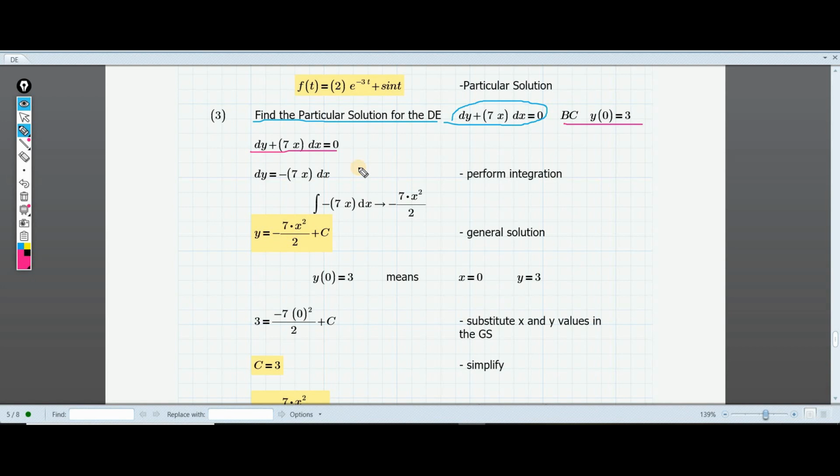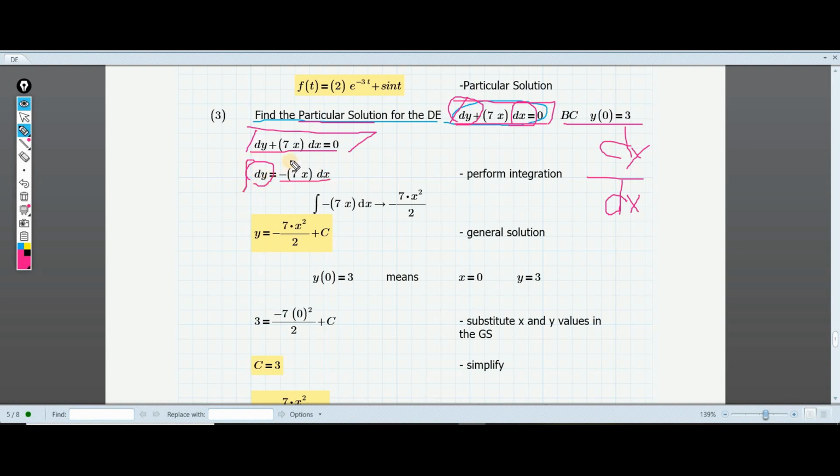To find the particular solution of a given differential equation, let's go back to the previous lesson. What do we do? We first find our general solution so that the derivatives disappear. Our dy over dx is our symbol for derivative, so it needs to disappear. So first we will find the general solution. This is our differential equation. We rearrange it so that only dy remains on the left, and then we will integrate both sides.